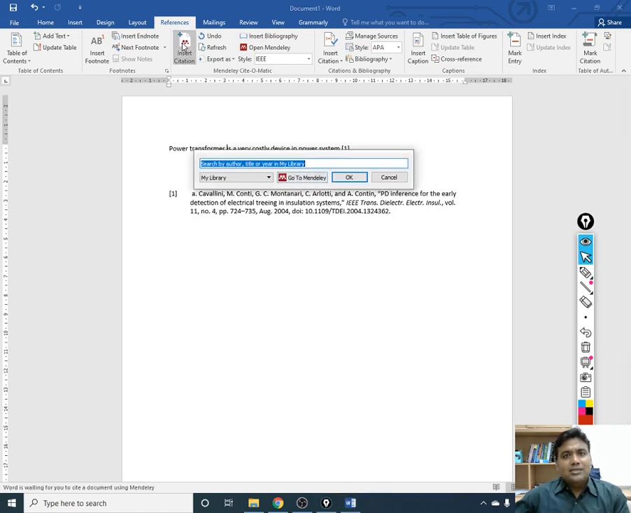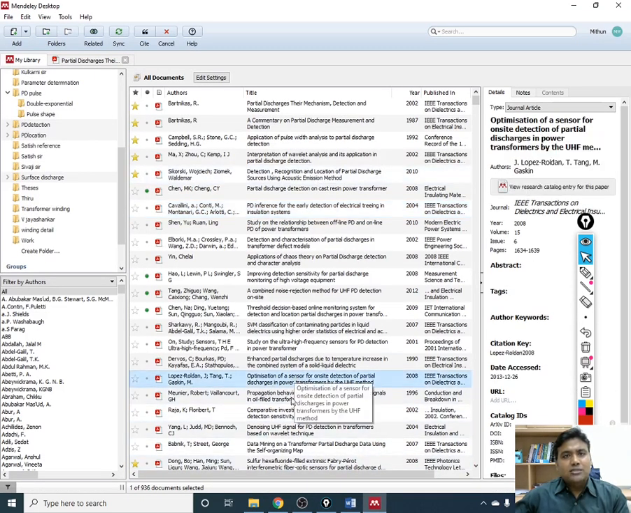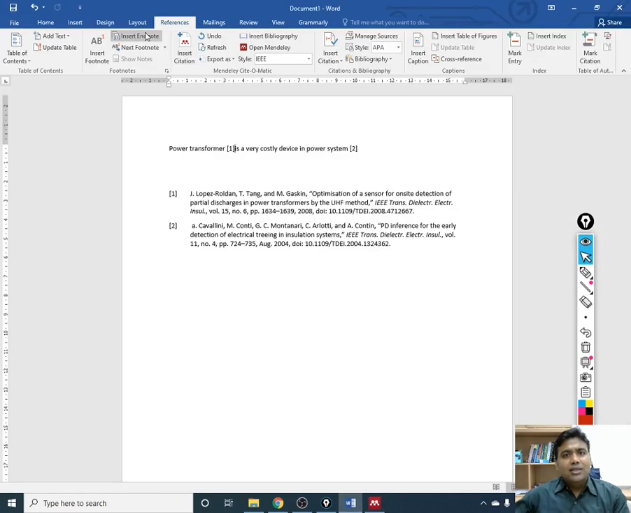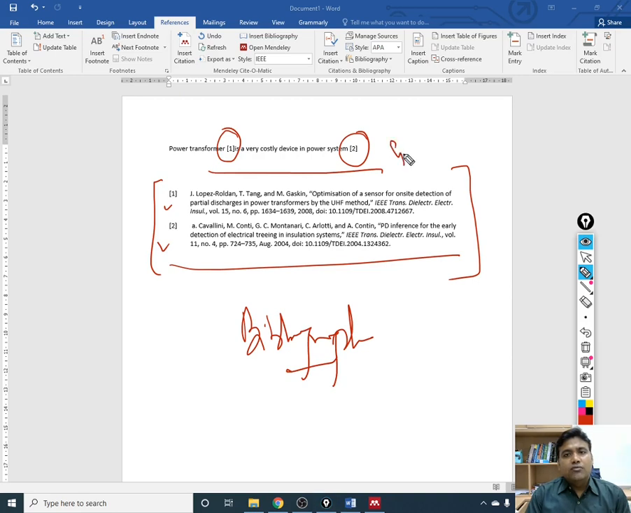So go again to insert citation and go to Mendeley, and suppose I want to cite this paper, optimization of sensor, go to citation command. Then you will see that it has automatically updated. The first has become 1 and this has become 2, and your bibliography has been generated with the new citation command. So in this way you can automatically generate the bibliography and the citation for any paper.